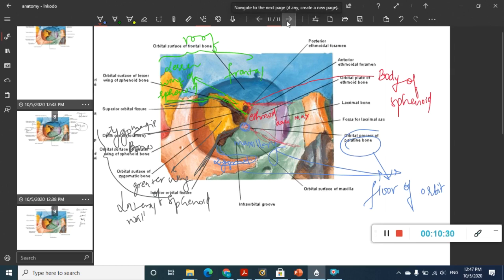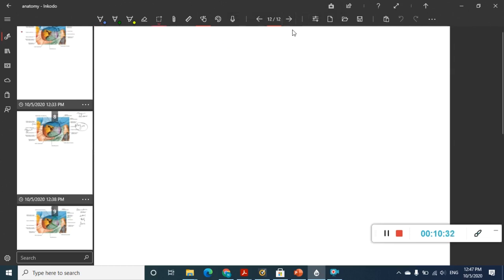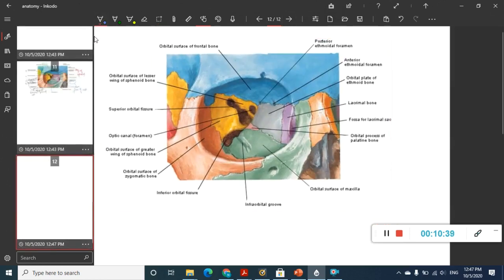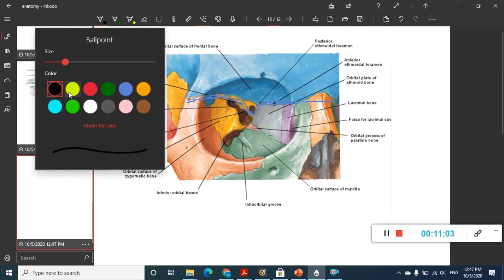Okay, so once you have learned about the boundaries of the orbit, now what are you going to learn? Now we have to see the important things that are seen in each of the walls and floor. See, the roof of the orbit presents three main features. So it is something like this, right? This is the roof. Okay, this roof of the orbit, I'll just draw the boundaries once so that it becomes easier.